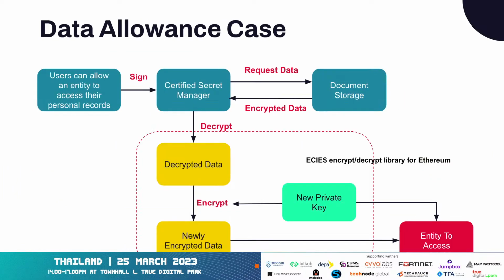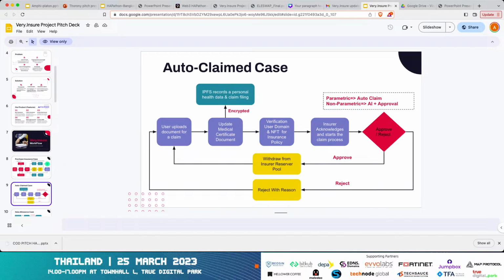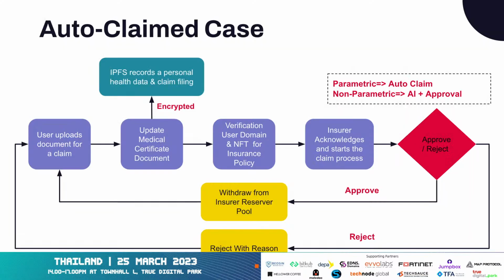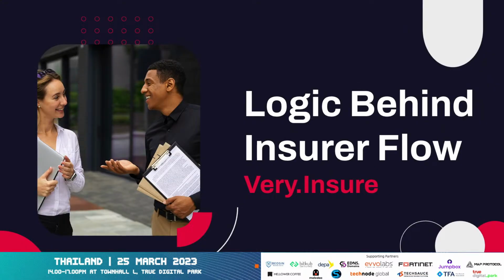Okay, next slide, please. For the data allowance, we use Web3 encryption, a new technique to encrypt all your data: your personal health data, personal claim data, and history records. Next slide. Yep, this one. An entity can access this data just by request, and you can revoke access at any time you want. Next slide, please.